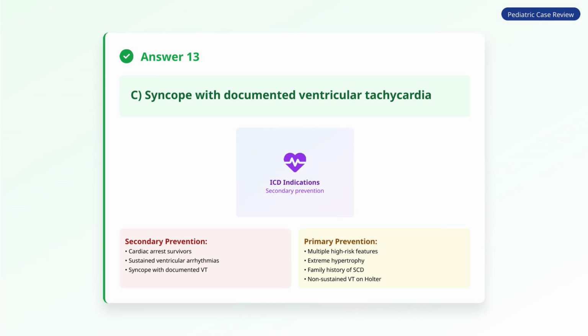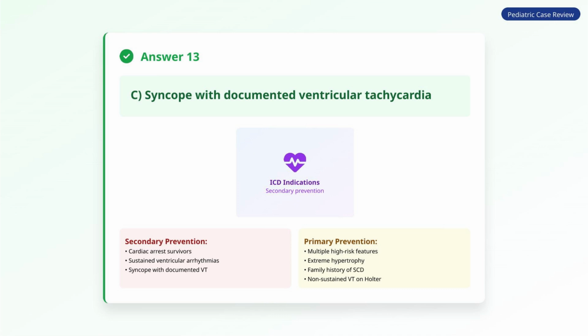Implantable cardioverter defibrillator placement is indicated for secondary prevention after cardiac arrest or sustained ventricular arrhythmias. Primary prevention indications include multiple high-risk features such as extreme hypertrophy, unexplained syncope, family history of sudden death, and non-sustained ventricular tachycardia.